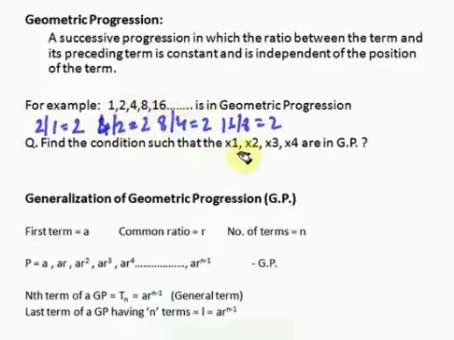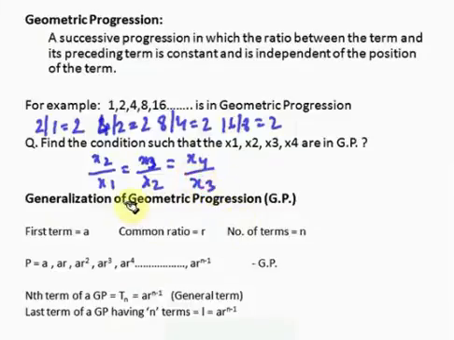Find the conditions such that x1, x2, x3, x4 are in GP. The condition will be the ratio of the term to its preceding term should always be a constant. So the ratio x2 upon x1 should be equal to x3 upon x2, which is equal to x4 upon x3. This is the condition such that x1, x2, x3, x4 should be in GP.